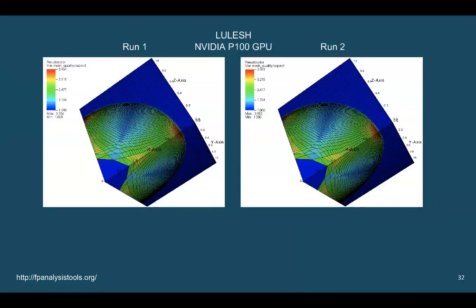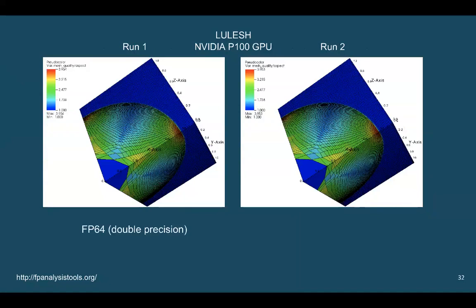So what you see here is a visualization of LULESH. LULESH is a proxy application that simulates a shock hydro problem. It's developed here at the LLNL. And here you're looking at two visualizations of two runs of LULESH. If you look at the visualizations only, you probably won't see any difference. But if you look at the numerical results, you will see a difference.